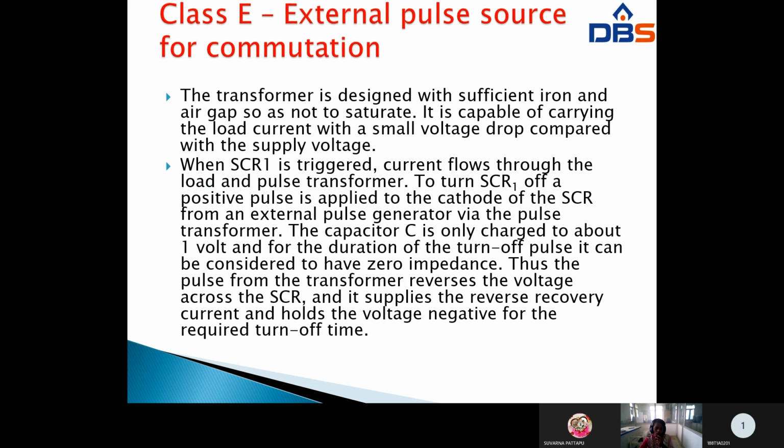Next, class E: external pulse source for commutation. A transformer is designed with sufficient iron and an air gap.